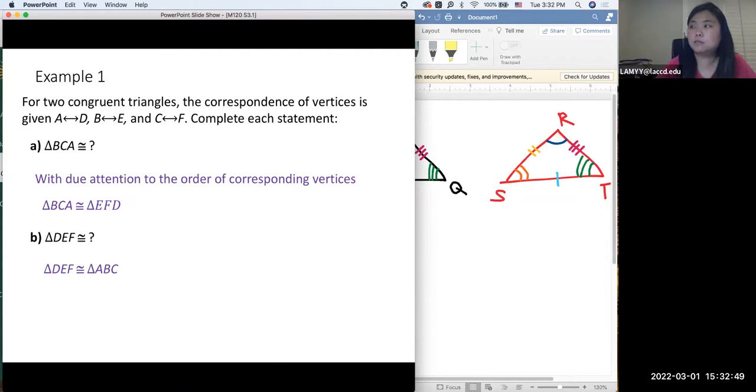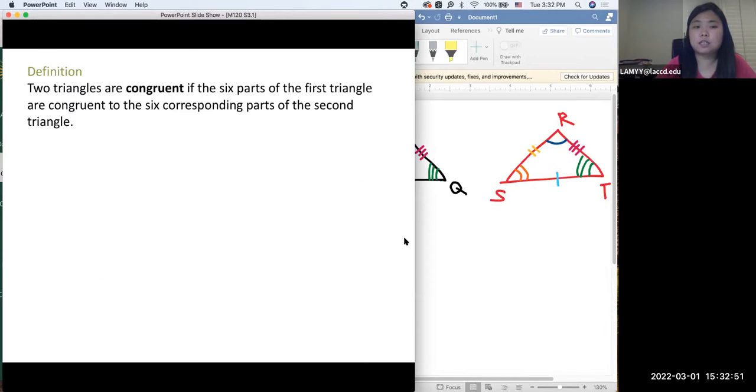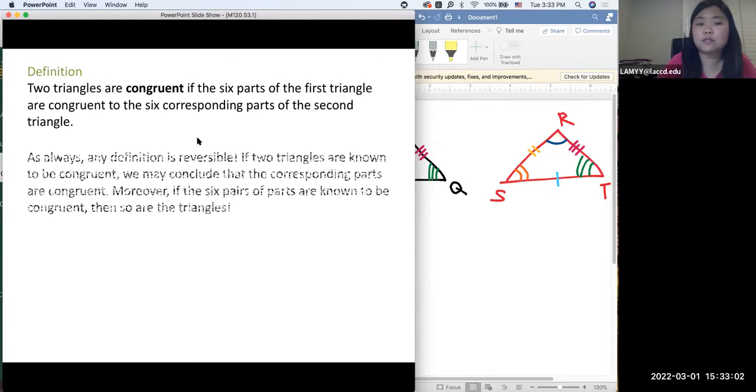Okay. Then two triangles are congruent if the six parts of the first triangle are congruent to the six corresponding parts of the second triangle. So we say this is an if and only if statement. Okay. So they say the definition is reversible. So you could be given the six parts of the first triangle congruent to the six corresponding parts of the second triangle. Then you know these two triangles are congruent, or the other way around. Okay, this is an if and only if statement.